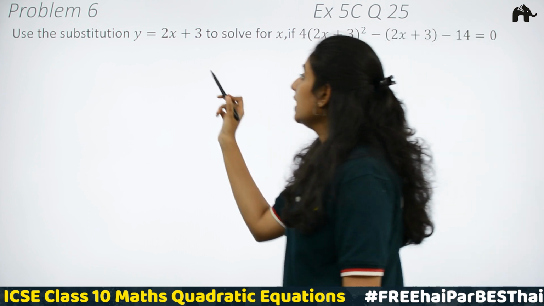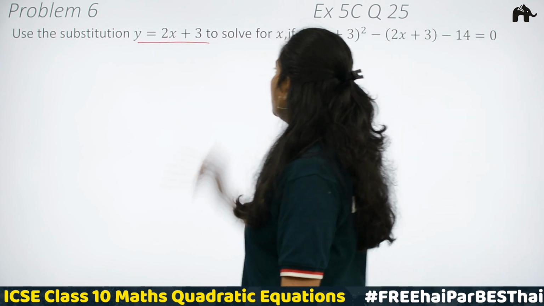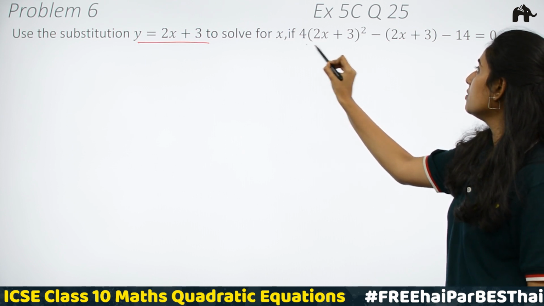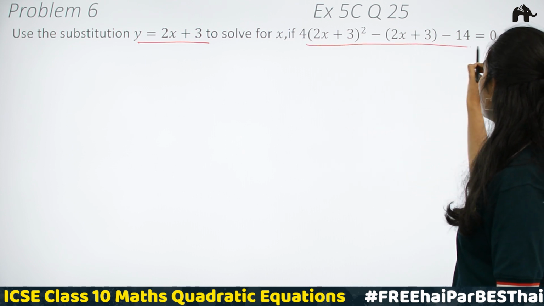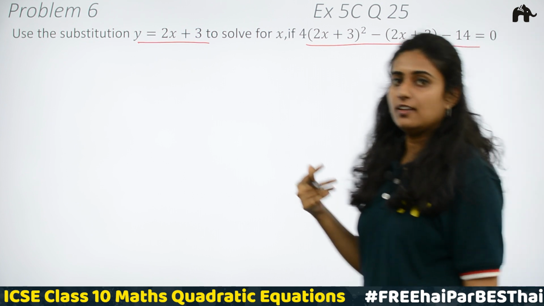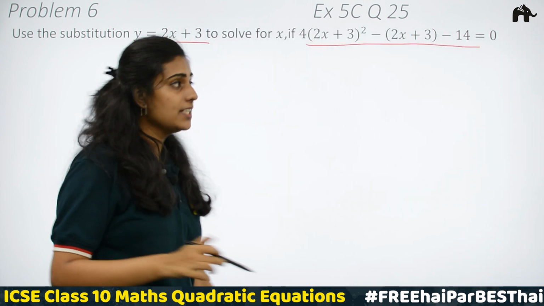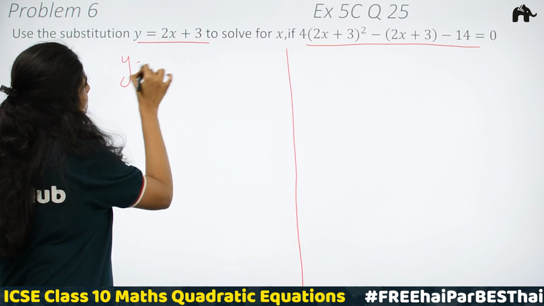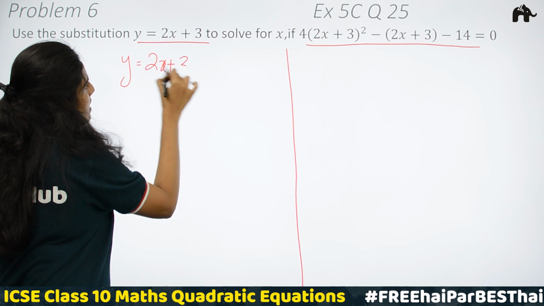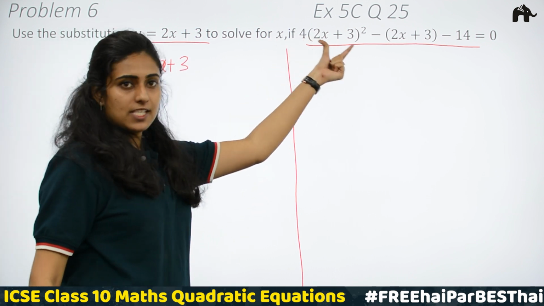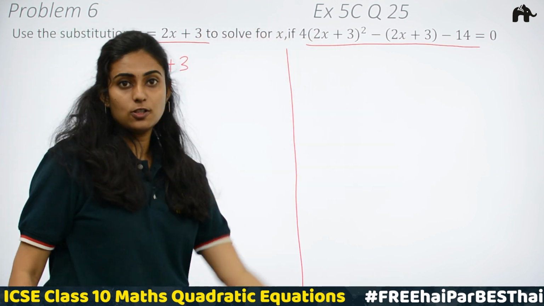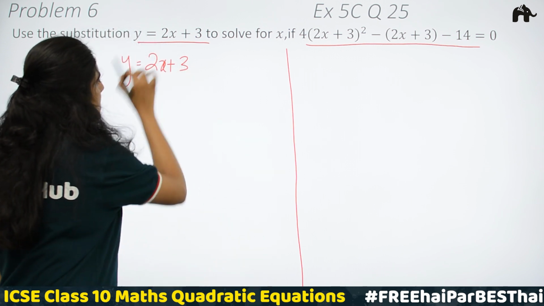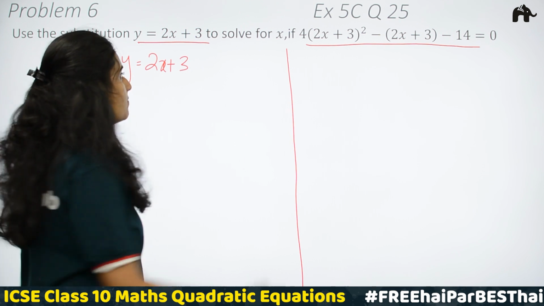Use the substitution y is equal to 2x plus 3 to solve for x if 4 into (2x plus 3) whole square minus (2x plus 3) minus 14 is equal to 0. We have solved a similar example. Same steps we are following here. The substitution is y is equal to 2x plus 3. We will substitute in place of 2x plus 3 y and find the value of y first. After finding the value of y, we will substitute in this equation and find the value of x.